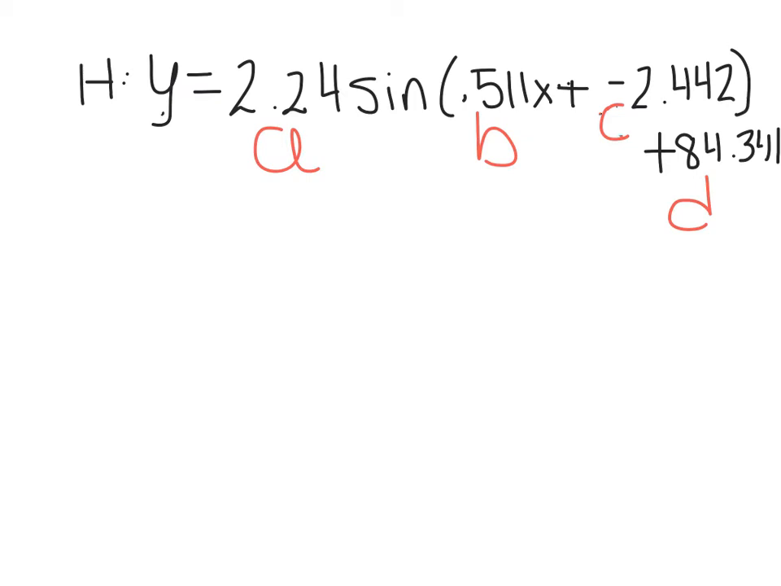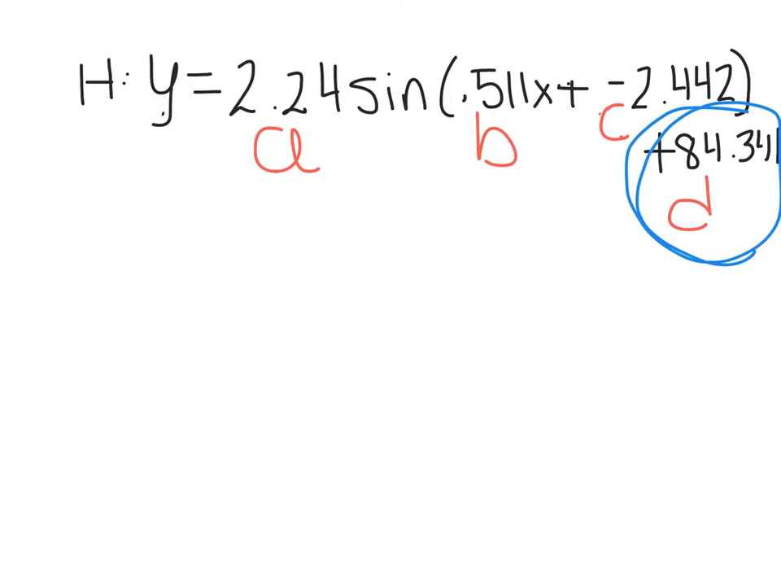It's how far up or down the graph has been shifted from that 0 that it started on, and it's also the line that cuts the graph in half. It's the middle. It's the average. So the D part of my model tells me the average temperature. So the average temperature in Honolulu is 84.341 degrees. And then we use that because, again, it's the middle, and middle is kind of like the average.